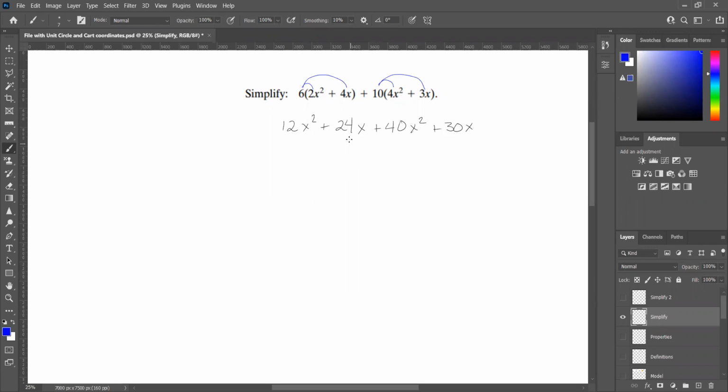However, now we have sets of like terms. So those both have an x with no exponent, and both of these have an x but with a squared term. So again, I'll just add my coefficients. 12 plus 40 is 52, and those are my x squareds. 24 plus 30 is 54, and those are my x terms. So now I have simplified by distributing the 6 and the 10, and then combining like terms. And that seems to work pretty well.